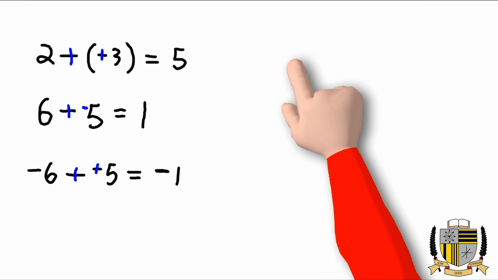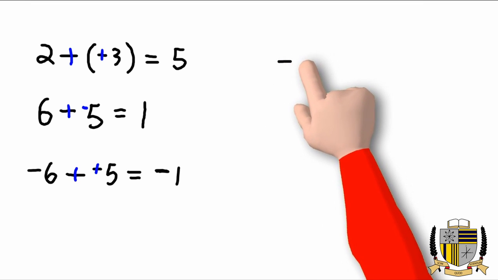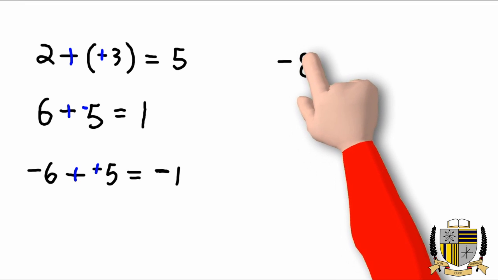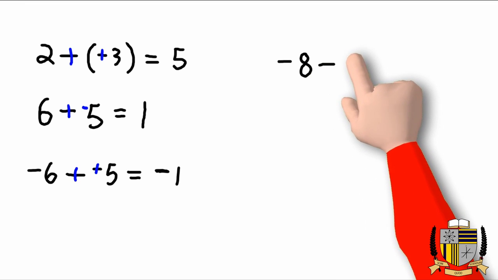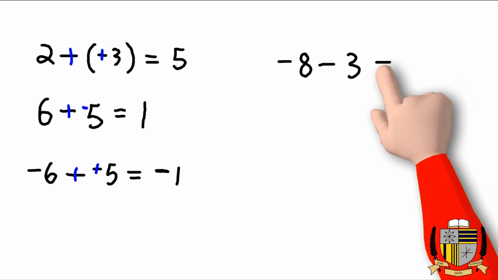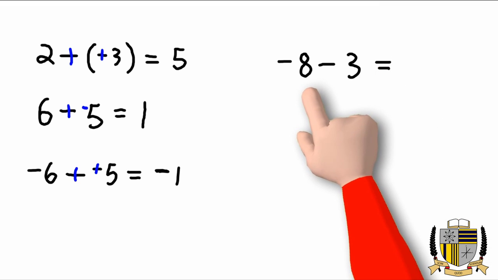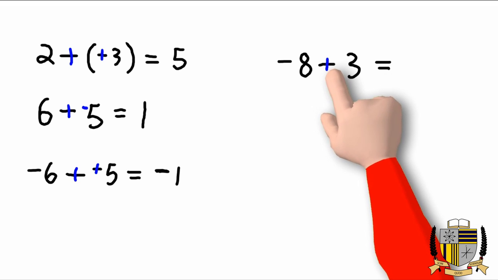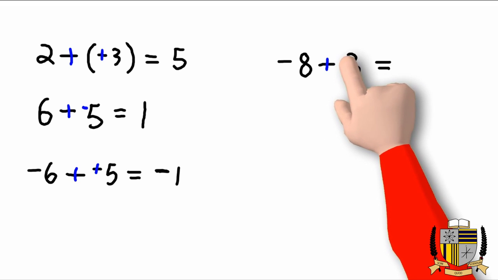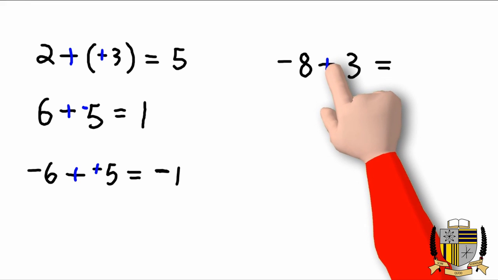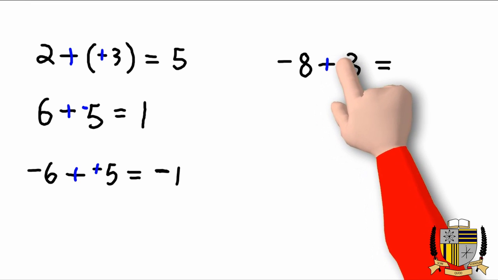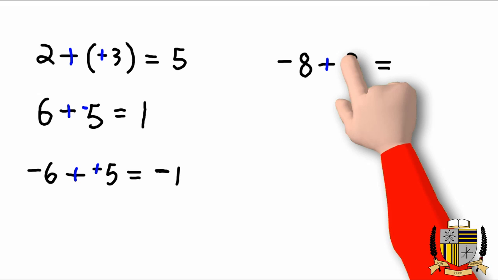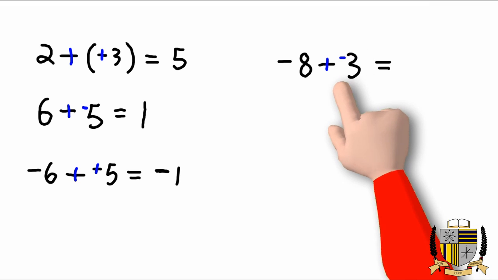Another example would be negative 8 minus 3. Well, we can look at it like this. We're going to change the minus sign into a plus. And remember, this is a positive 3, so now it's a negative 3.